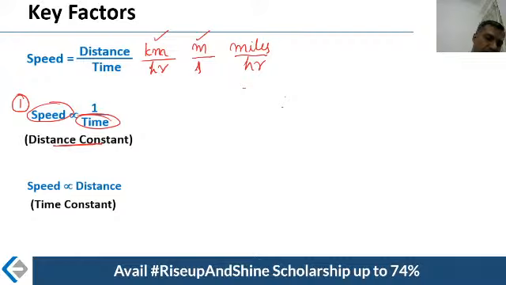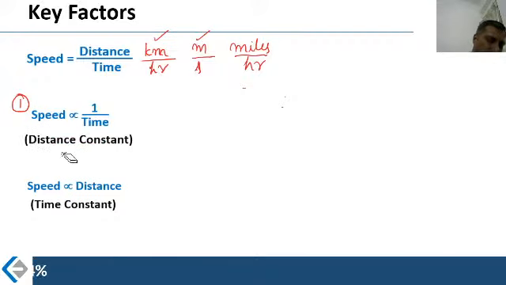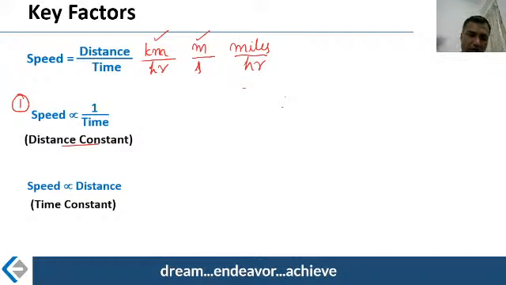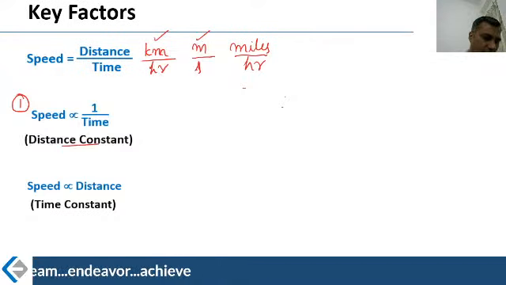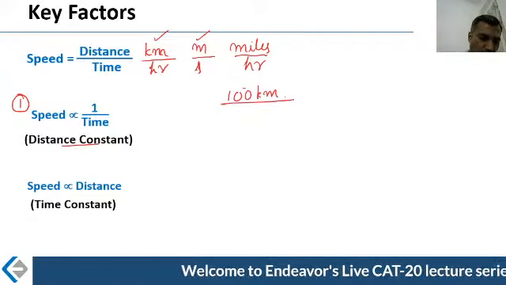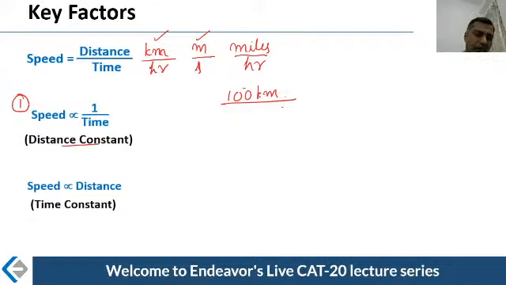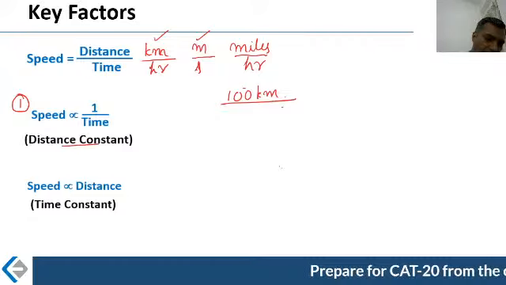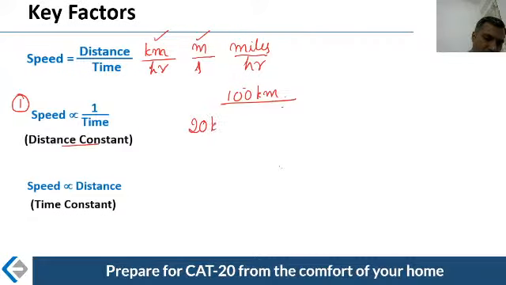Speed and time are inversely proportional to each other when the distance traveled is constant. Let me give a simple illustration only for this one, because you may be doing it for the first time. Assume that the distance of 100 kilometers is constant. There are three types of people who have done the journey. One person said, I will travel this distance of 100 kilometers at the rate of 20 kilometers per hour.